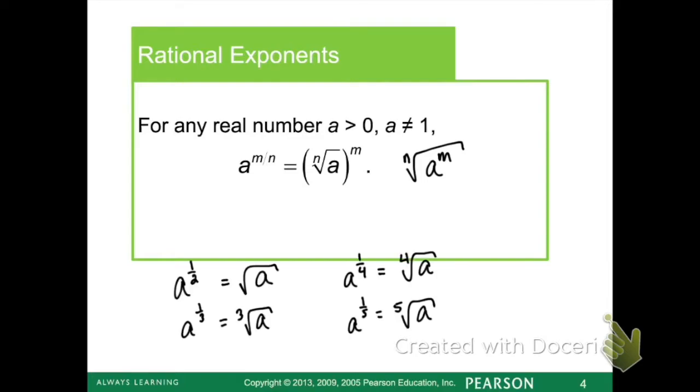From this definition, we should know that a to the 1/2 is equal to the square root of a, a to the 1/3 is equal to the cube root of a, and so on and so forth. So this is a fact that I'm going to assume that you know throughout these notes. If you don't know this, then make sure that it's written clearly in your notes.